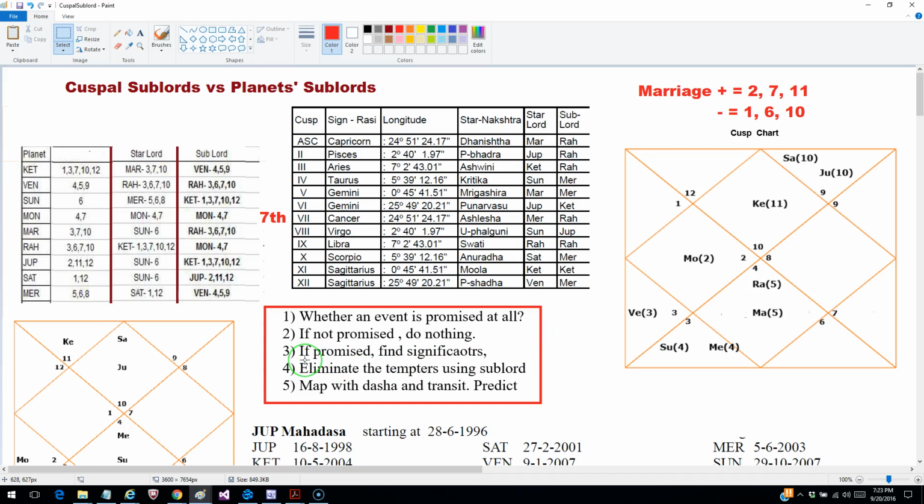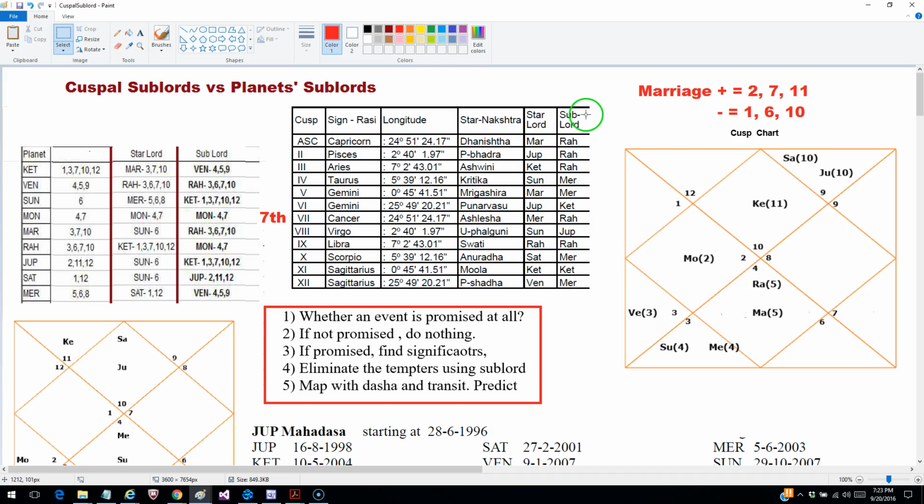And now, if it is promised, if the marriage is going to happen, then you have to find the significator. And then you look at this chart, with planets and star lord and sublord, and then you try to find out which are the planets that signify the 2, 7, and 11 houses, and then you look at the dasha and transit, and this is how you predict.